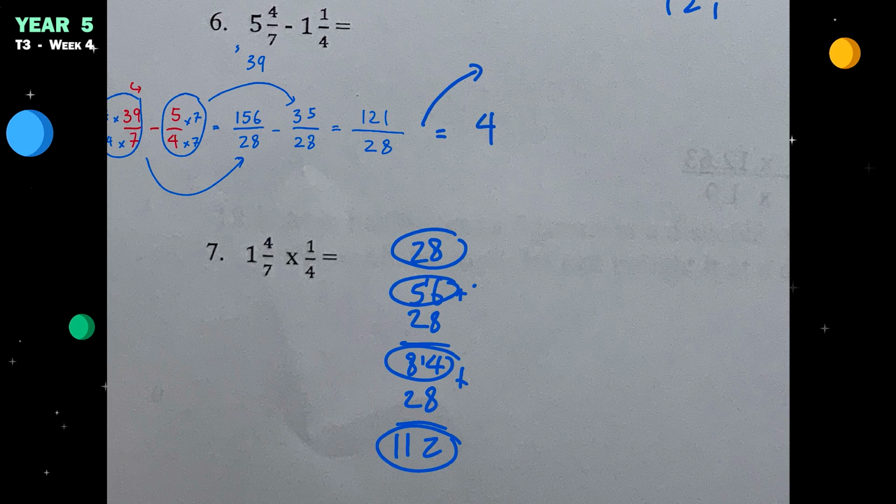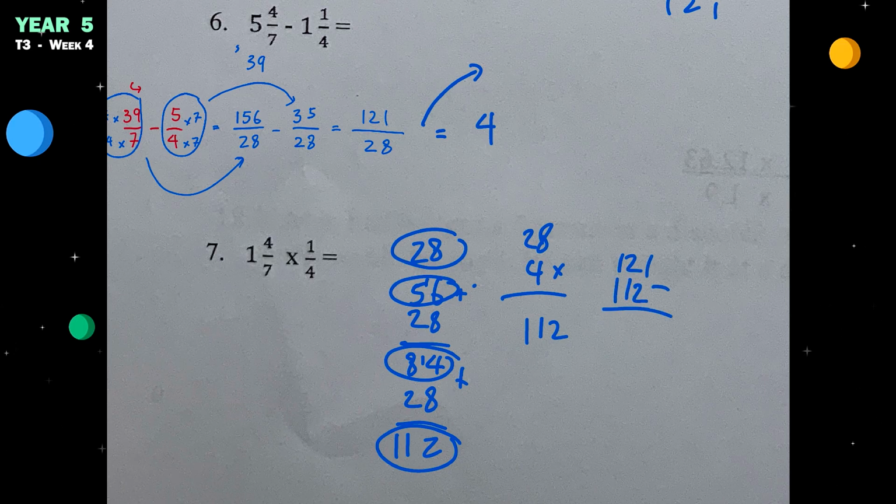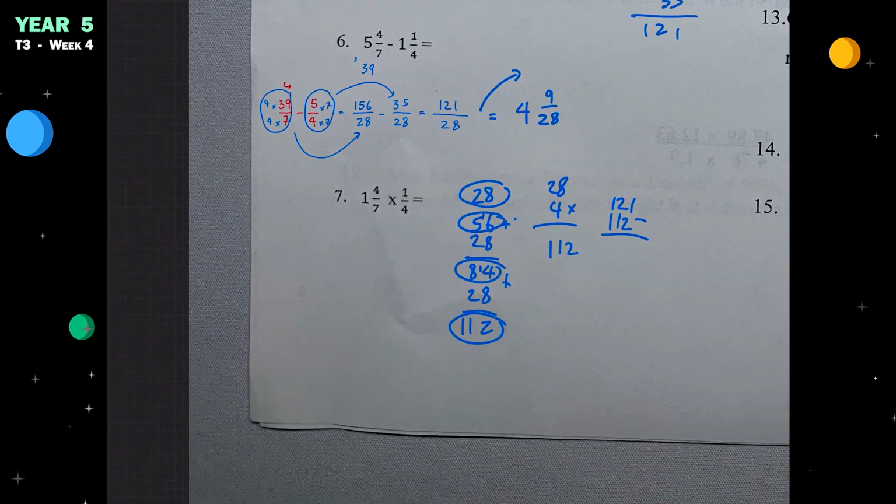And from 112 to 121, what's the remainder? If you do 4 times 28, you get 112. Right? Now, what's the remainder? So 121 take away 112. That'll be 9. That'll be 9 over 28. And there's your answer. Let me just double check. Yes, 9 is correct. Okay. So that's how we do it.